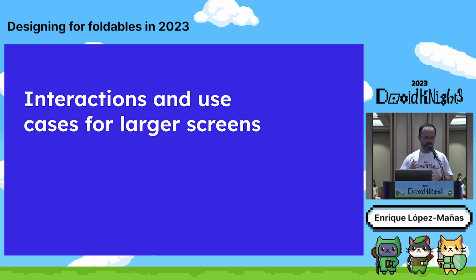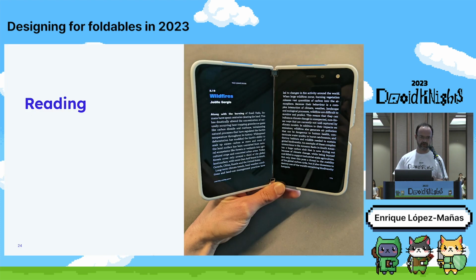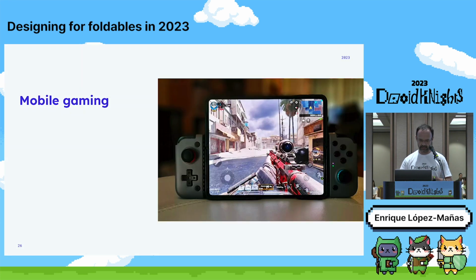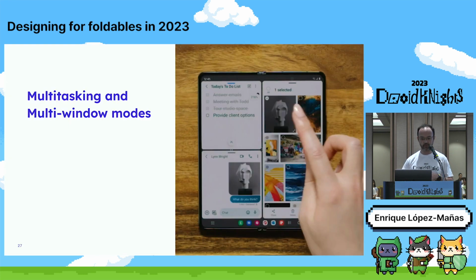Now, in phones, it's clear the interactions that we can have, and in larger screens, we have different use cases that we also need to consider. So one of them would be reading. The screen is double, is larger, so it's easy to read. We can also watch videos and have video calls in a foldable device. This is very clear. The device can be turned into this landscape mode, put on a table, and it's much easier to leave it next to your computer while you're having a call or watching a video or hanging out. We also have mobile gaming, obviously. The screen can get double, so the width is going to be the same, but the height can easily double, and we have a wider surface where we can run our canvas and games, and people can play. And of course, multitasking and multi-window modes.